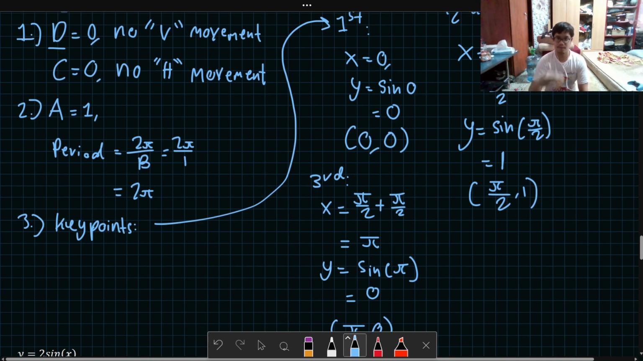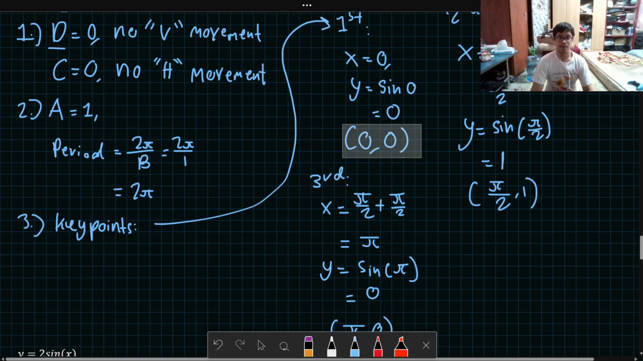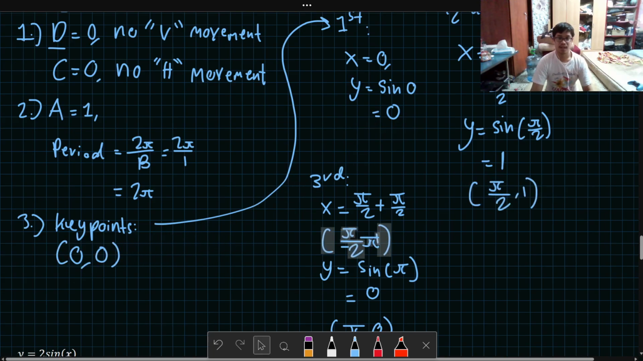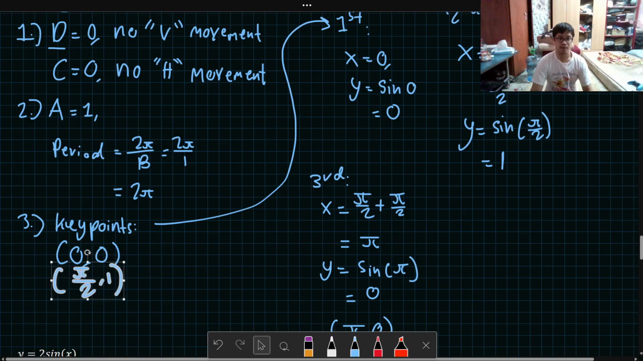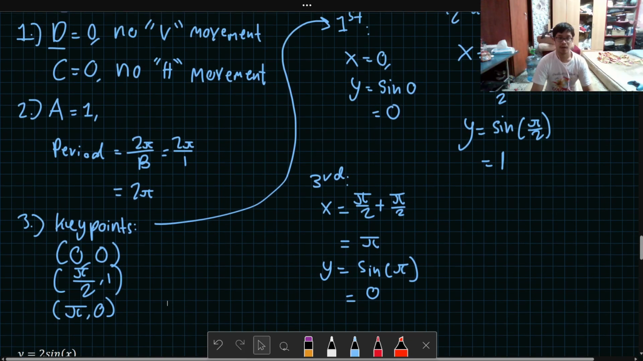Now, for the sake of having space, I'm going to erase the solutions except the key points. We need to keep those key points, so let me just put them here. This is the first key point. This is the second key point. This is the third key point. And let me erase the rest.